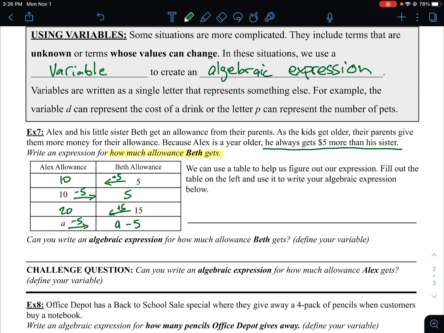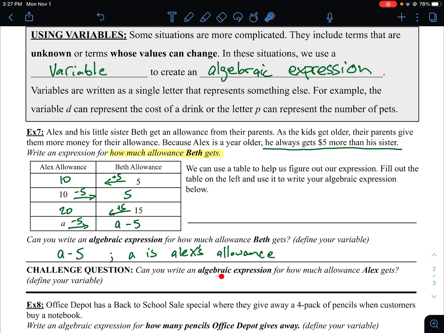So that's it. Can we write an algebraic expression for how much allowance Beth gets? Define our variable? Yes. She gets Alex's allowance minus $5. And we're going to define our variable. We're going to say A is Alex's allowance. So what this is basically saying is she gets Alex's allowance minus 5.